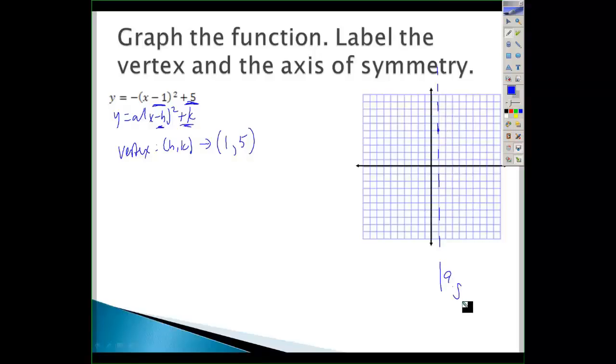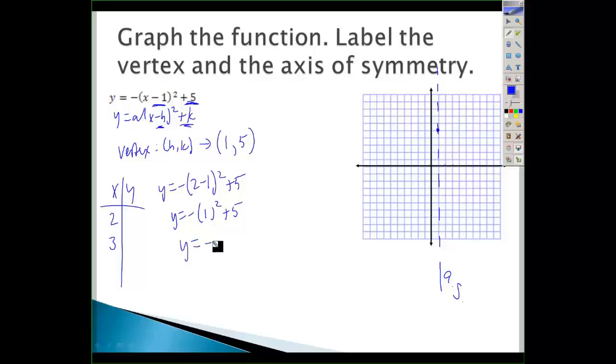And because this time I'm at 1 right here, let's just pick -2 and 3. Those look like pretty easy points. Let's pick a couple more points to throw in there and find a few more points, and we can always reflect them. -2 and 3. So we'll say y equals (-2 minus 1) squared plus 5. y equals (-3) squared plus 5. y equals -1 plus 5, so y must equal 4. -1 plus 5 is 4.